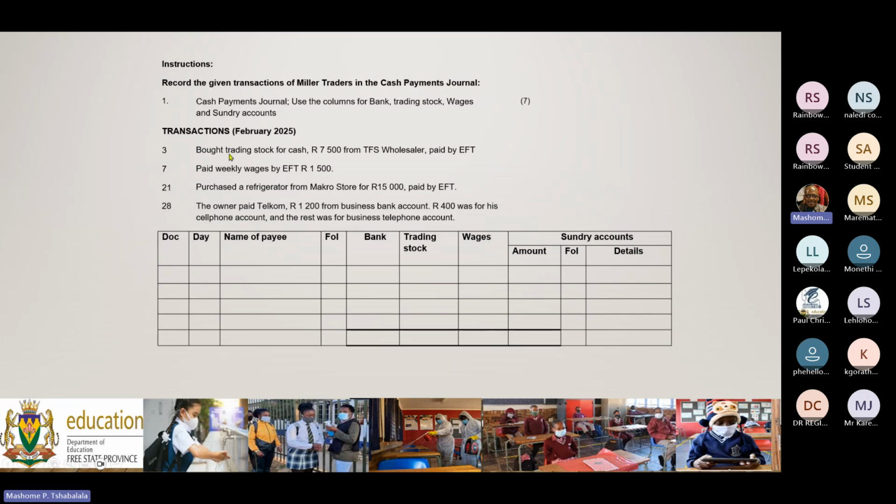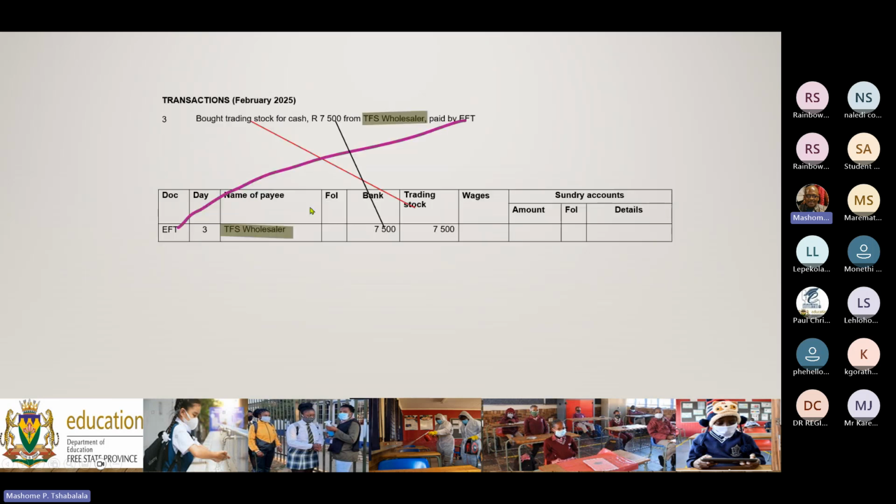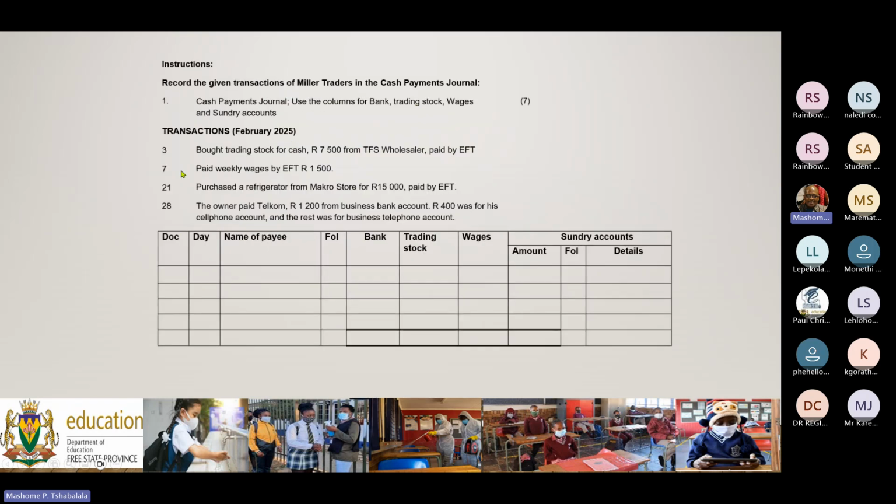Now let us look at the transactions given to us. We are required to record the 4 transactions. The first one, it is this one, bought the trading stock for cash. Then the second one, paid weekly wages. Then the third one, we have purchased a refrigerator. Then the last one, the owner paid telecom 1,200. Now it is important learners to understand that once we are having this type of transaction, you need to analyze them before you record them.